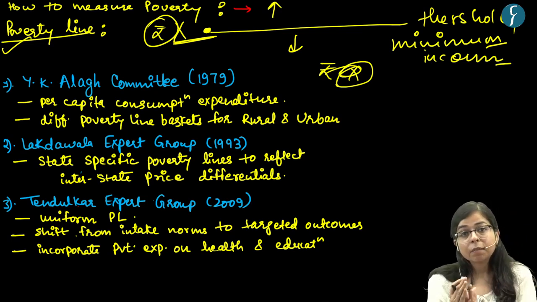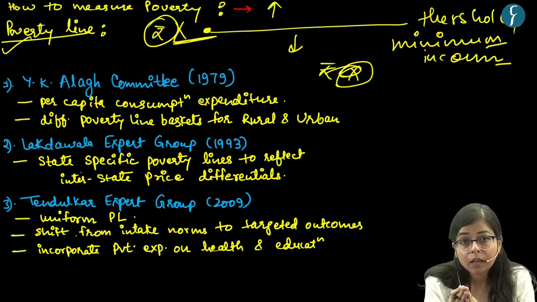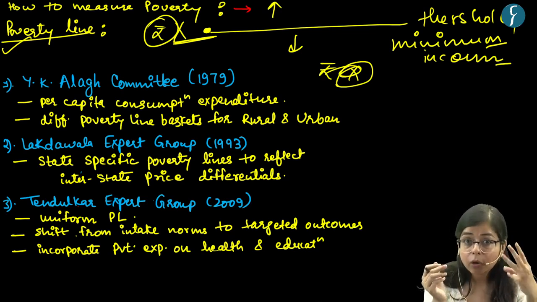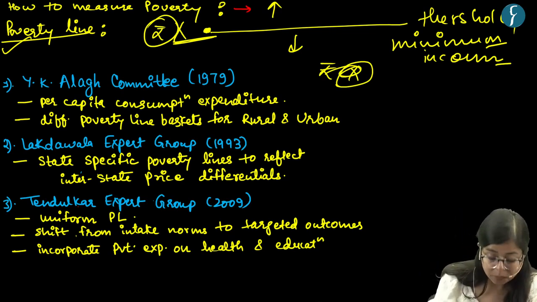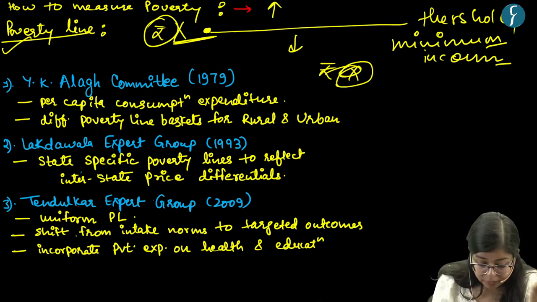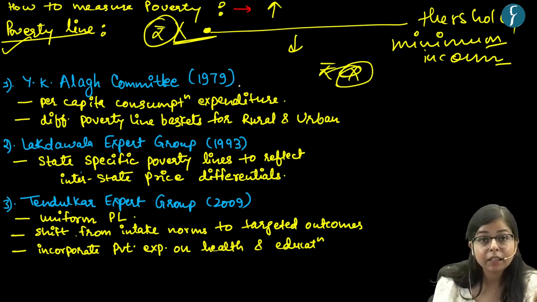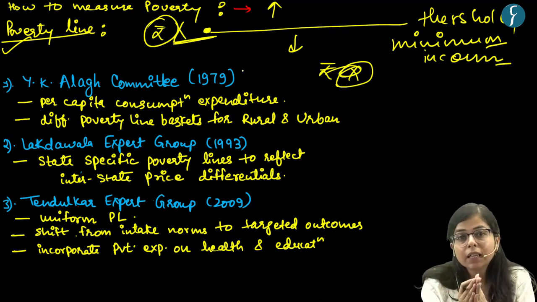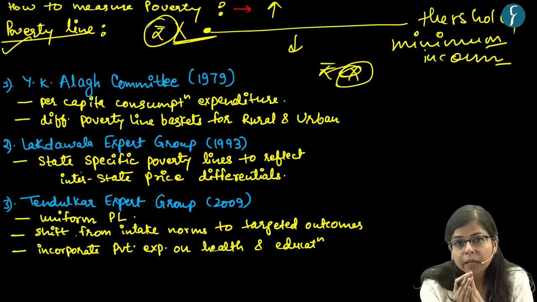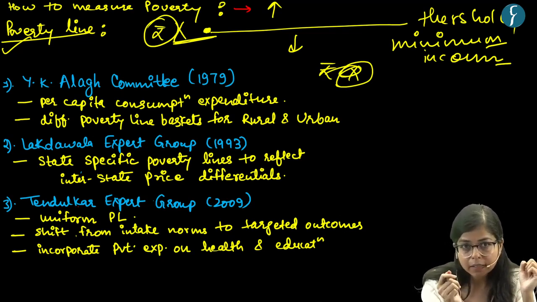And now, to estimate the levels of poverty in the country or to define the poverty line in the country, there have been three important attempts in the past. The first such attempt was by the YK Alagh Committee, which was established in the year 1979. So the YK Alagh Committee was the first such attempt by India to define the poverty line in the country.